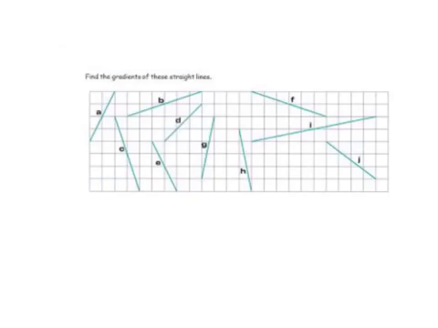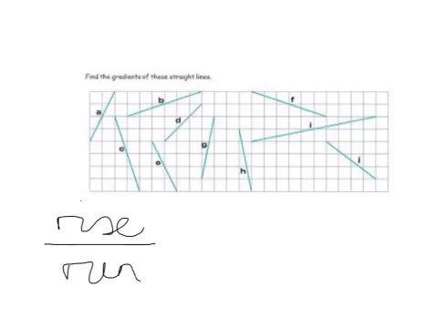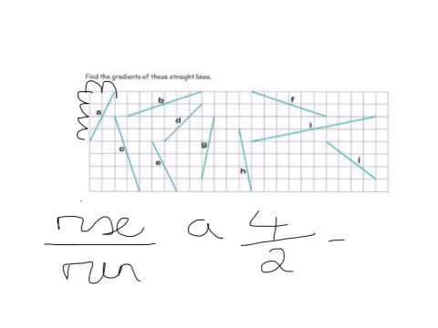Have a go at finding the gradients of these lines. Remember, you need to use rise, how many squares going up, divided by the run. How many do you need to go across to meet the line? So if I do A for you, the rise would be 1, 2, 3, 4, divided by the 2 jumps across. 4 divided by 2 is 2. Some of the examples you may need to keep as fractions, and that's absolutely fine. Have a go at the other examples and then press play to get the answers, and you can mark your work.